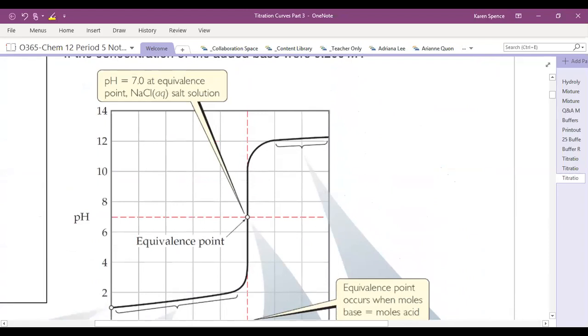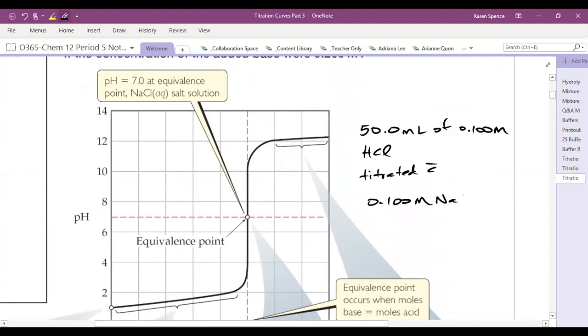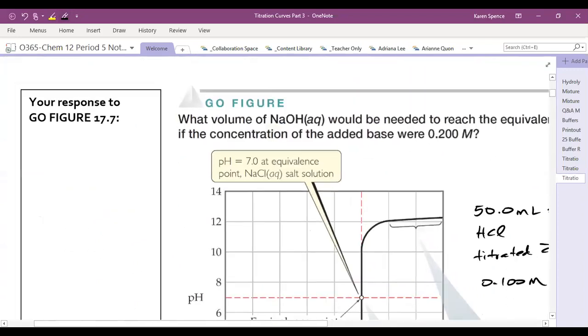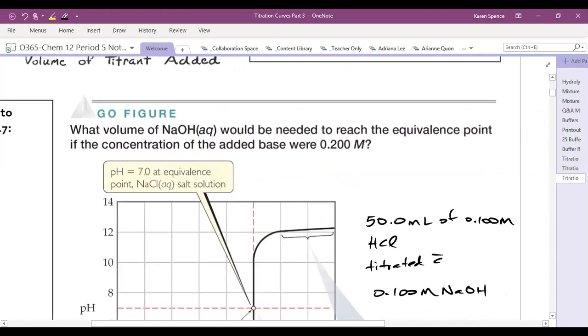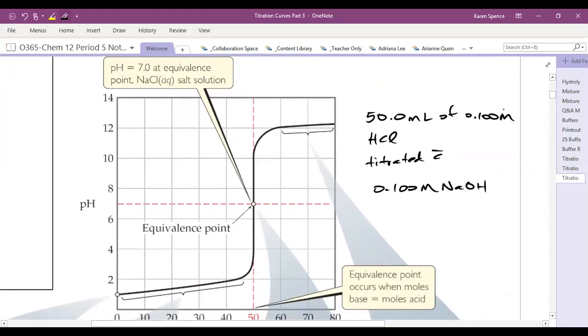All right, so I'm going to write that up near the curve. Up here we have 50 milliliters of 0.1 molar HCl, and it is titrated with 0.1 molar NaOH. And the question being asked is, what volume of NaOH would be needed to reach the equivalence point if the concentration of the added base were 0.2 molar?